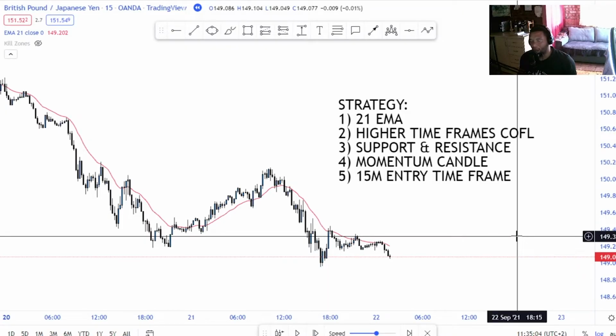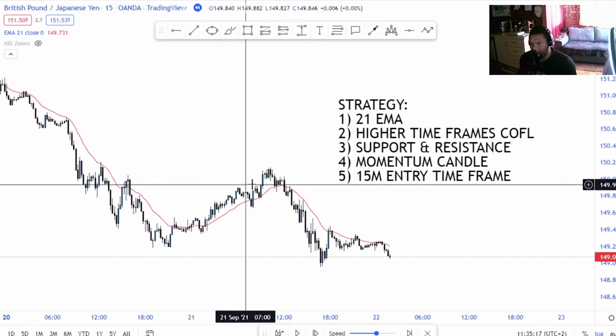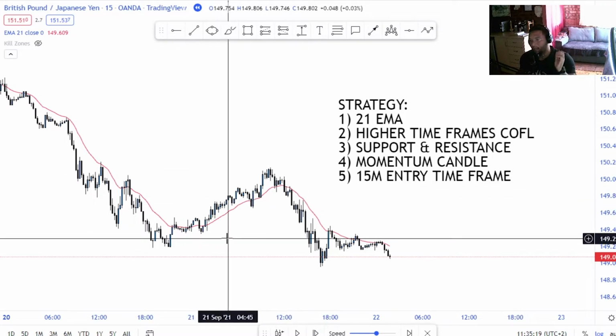Hi traders, so we're back on the charts. What will you need to take advantage of this strategy, guys? I put everything down on the screen. You can just take notes and write it down. First we have the 21 EMA. This is the red line, as you can see right there. And then you must have confluence from your higher time frames.